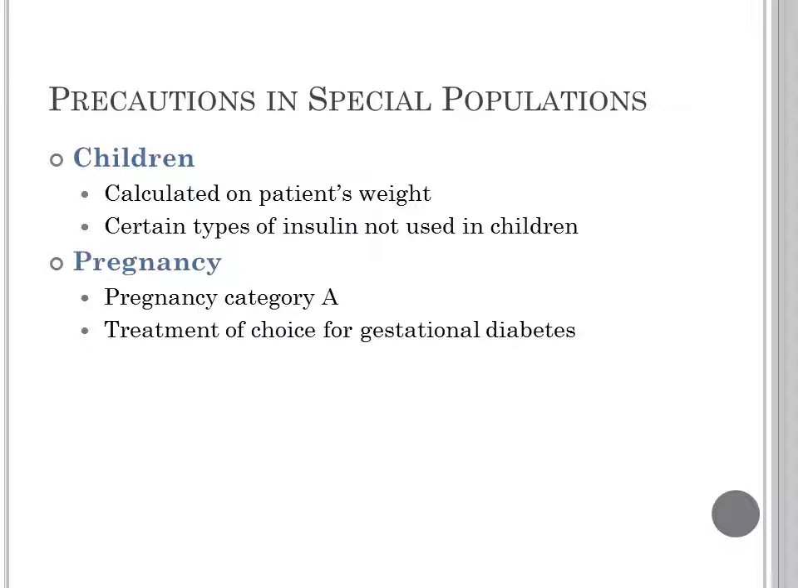And you want to make sure you have your calculations right, because children with their low body surface area are going to be incredibly susceptible to hypoglycemic reaction. So it's important to check and double check those calculations. Also, there are certain types of insulin which are not approved for children, and we typically don't use combination products. We'll talk about combo products in just a few minutes. We typically don't use those in children because they tend not to handle it very well.